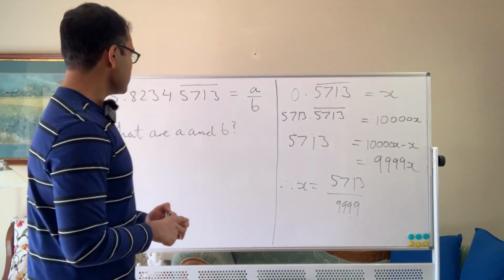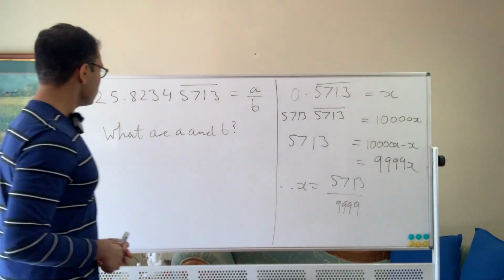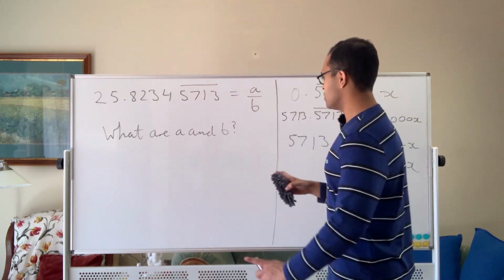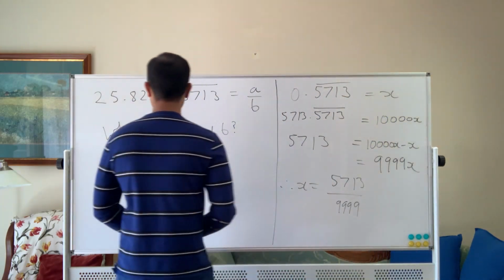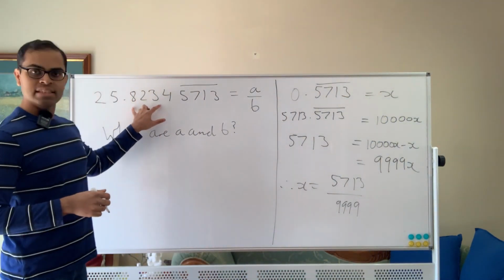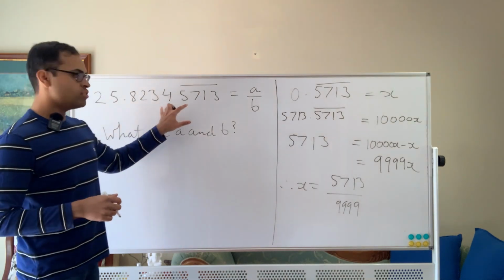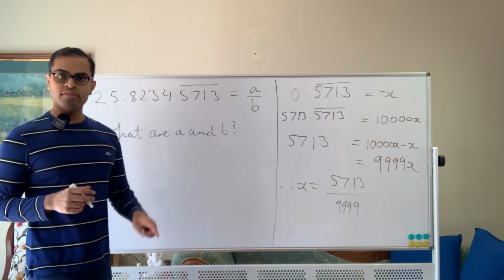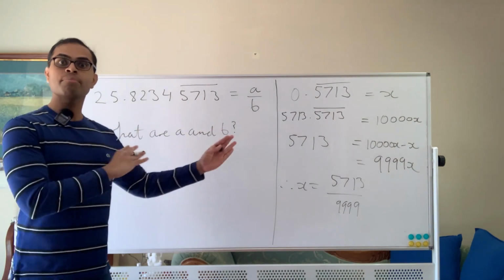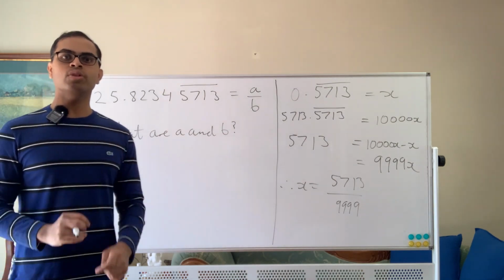I want to ask you a challenge. This is going to be the next challenge. How do you do that? But there's a clever trick we can do. So let's see what the clever trick is. I'm going to write it here. We can write this 25.8234, 5713, 5713, etc. We can just forget about the first part because we already know that's a fraction.